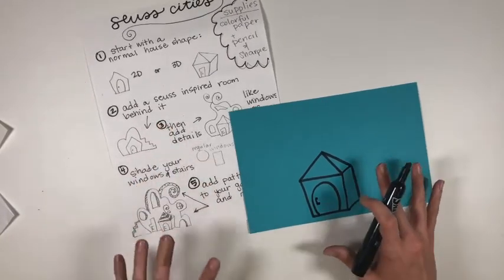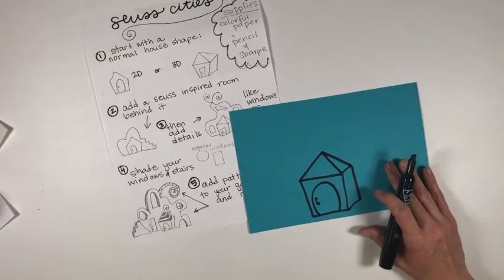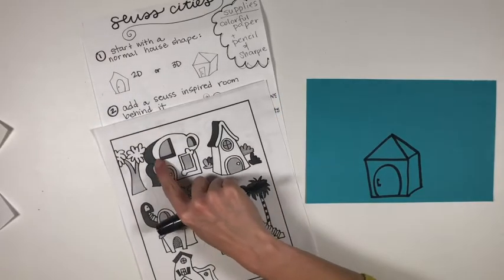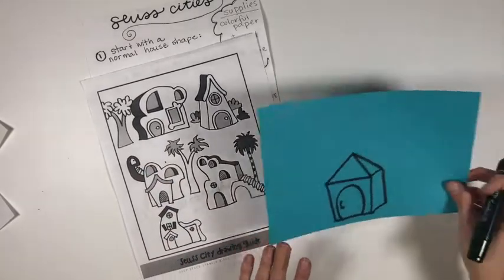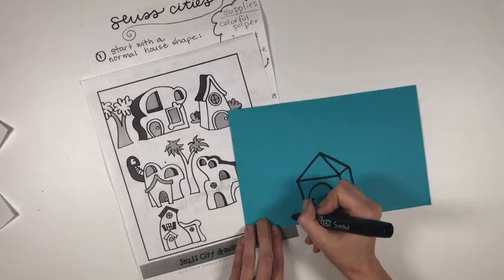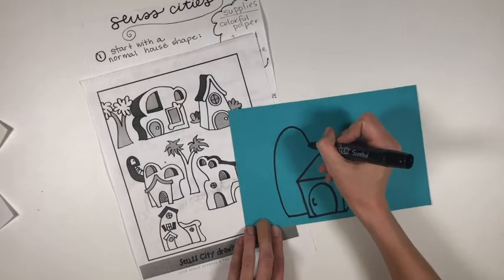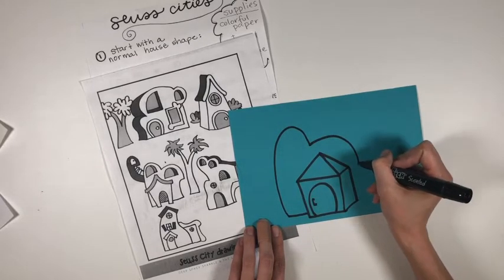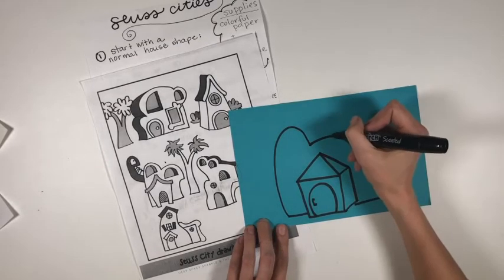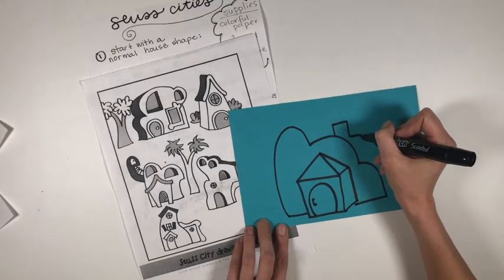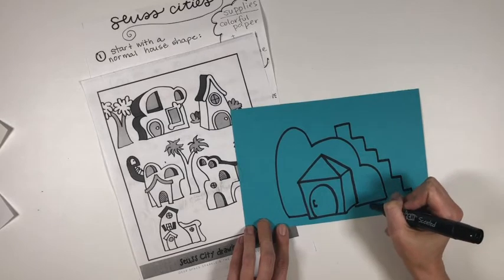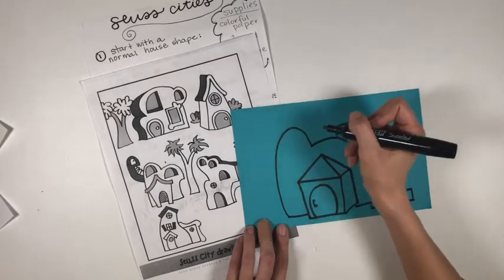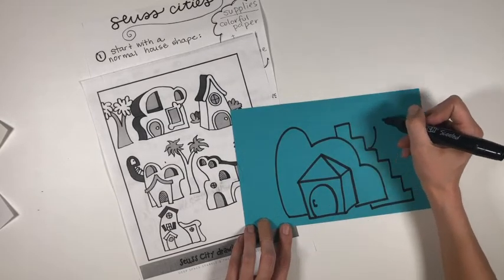Then, to make it sort of whimsical and Seuss inspired, you can add different kinds of weird shapes behind your first room. So I usually come out and just sort of come up and make some bumps or curves. You can also add things like staircases and maybe even different kinds of roofs or towers.